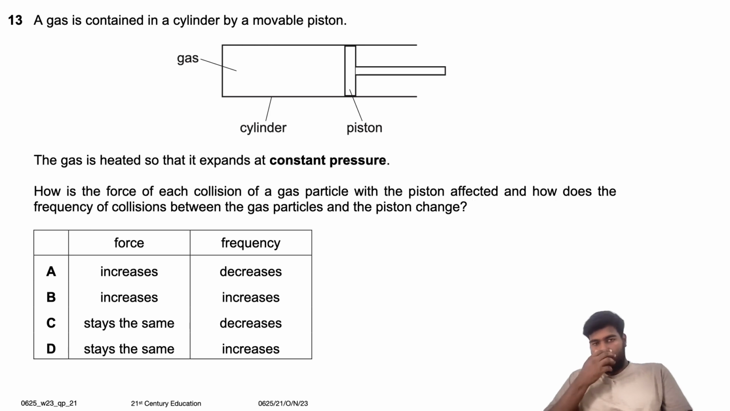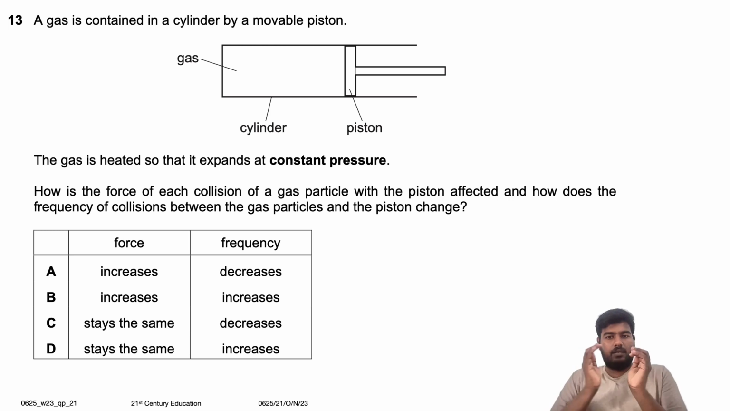So pressure is force by area, and with constant pressure and increasing force per collision, the force will increase. If the pressure increases, the force will increase. Okay. How about the frequency? As the force increases, the piston will move towards the right. So the volume is increasing. Volume increase means less frequent collisions. Okay, so the frequency of collisions decreases.